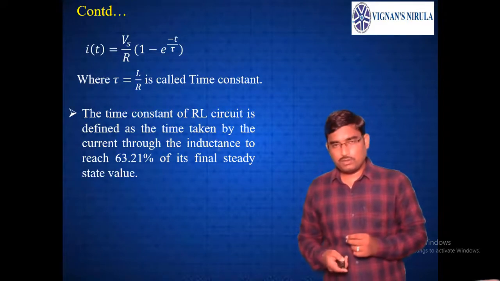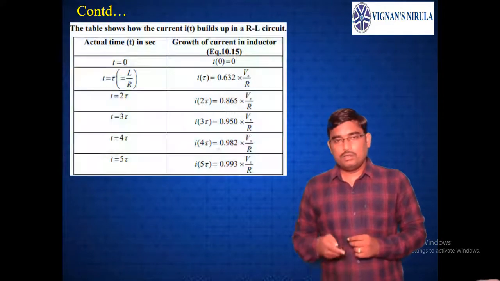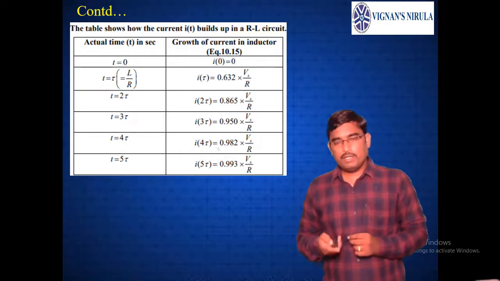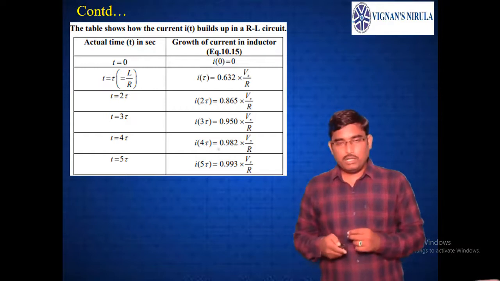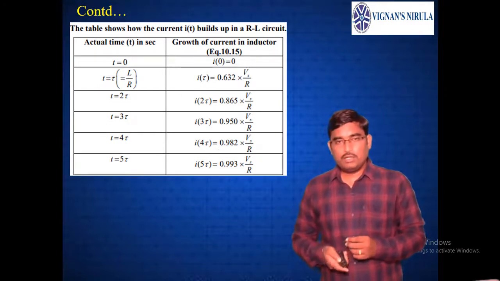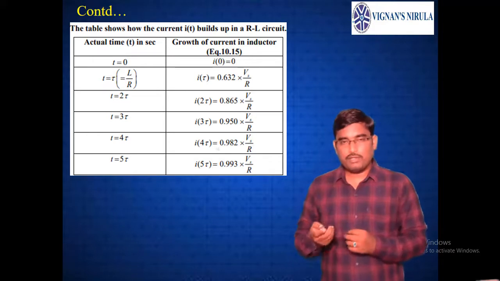If you put t equals to tau in the equation, then you will get this I of t as 63.2%, means 0.632 of Vs by R. Now see the different conditions of time constants. At t equals to 0, if you see the current, it will be 0 from that waveform. If you put t equals to tau, then I will be 0.632 of V by R. If you put t equals to 2 tau, then current will be 86.5% of V by R. Likewise, so on. Finally, at t equals to 5 tau, if you see the current, that is response, which will be 99.3% of Vs by R.